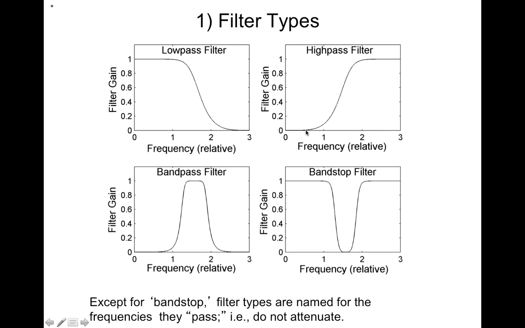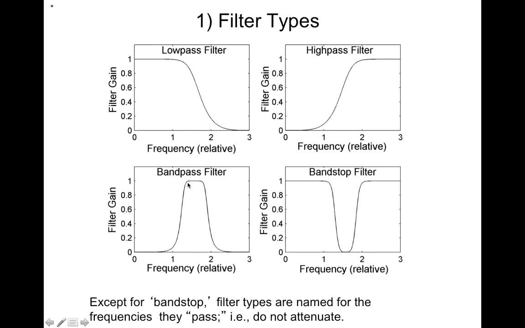The high-pass filter is just the opposite. At the lower frequencies, we have basically 0 output. At the higher frequencies, our output over input would be equal to 1. So we're passing higher frequencies, and we would say we are cutting off the lower frequencies. The band pass filter is a combination of those two.